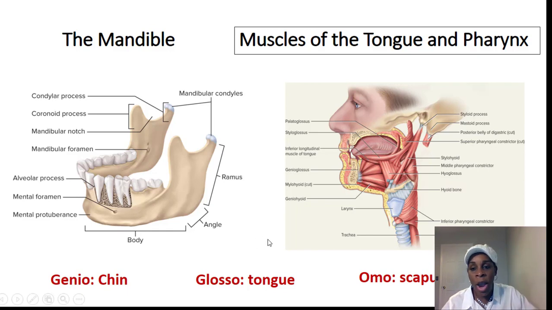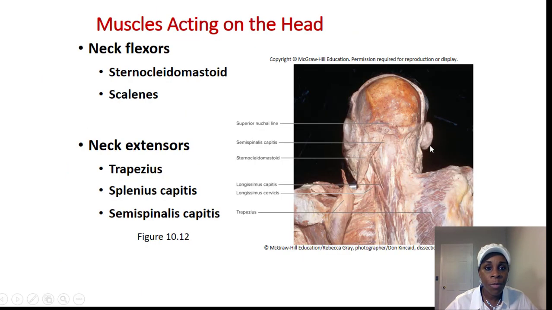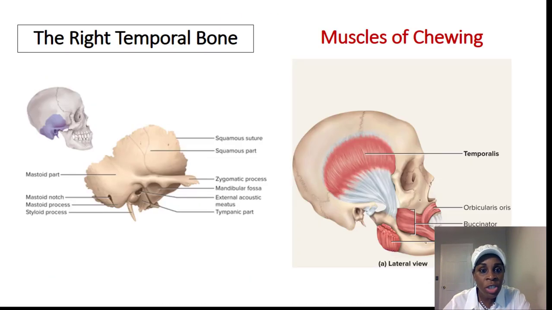You can stop the video and watch this because I don't want to pass 12 minutes. Of course, you see a stylohyoid, mylohyoid, thyrohyoid, omohyoid, sternohyoid, and then the scalene muscle, we talk about it in the neck, right? We said the scalene covers your neck to your vertebrae. And digastric muscle is the muscle that allows you to open your mouth. And then the muscles acting on the back, we got the neck flexors. We have the sternocleidomastoid muscle, this hard muscle, and the scalene. And the neck extensors that kind of lift your head, we got the trapezius, the splenius capitis, and the semispinalis, okay? So let me go back to the question because I don't want to pass 12 minutes.